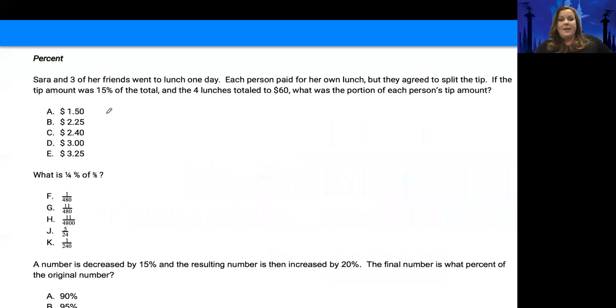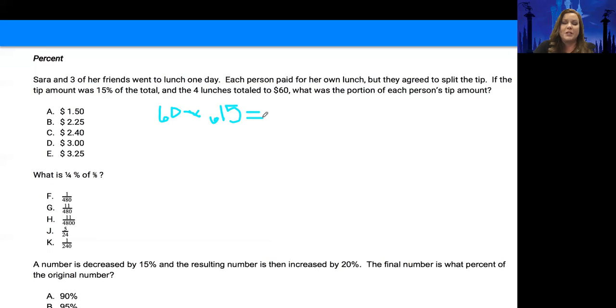Okay, welcome back. And here you've got on the first one, Sarah and her friends went to lunch one day. Each person paid for their own lunch, but they agreed to split the tip. This is a real world one because we all eat out. If the tip amount was 15% of the total and all the lunches equaled $60, what was the portion of each person's tip amount? I do tend to do this a little differently. Textbook-wise, you're going to do $60 times 15%. I'm going to convert it to a decimal, and that's going to give you $9.